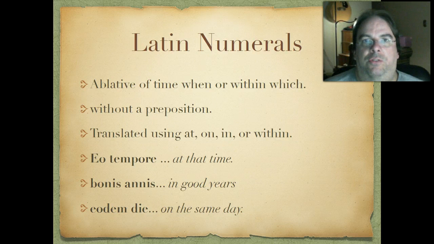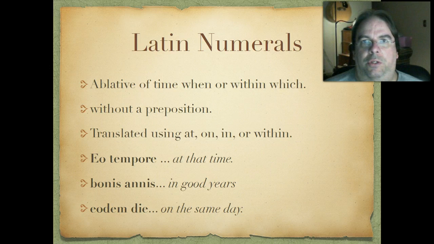More specialized uses of ablative. You'll soon find out ablatives are used for quite a few things. We use them in this chapter to tell when something happened, time when, or within which. In this case, we don't have a preposition. We just have to recognize that's what it is and translate it accordingly. When we translate it from Latin to English, we can use some prepositions: at, on, in, within.